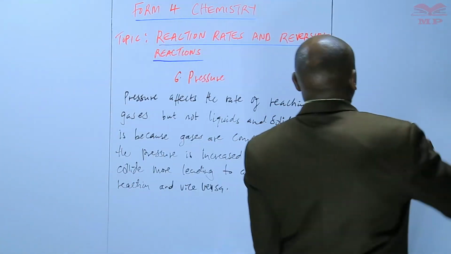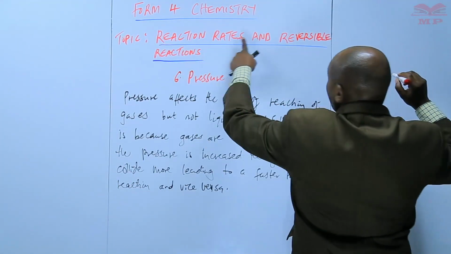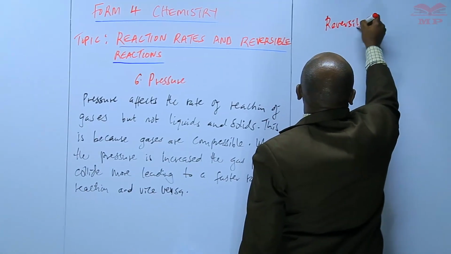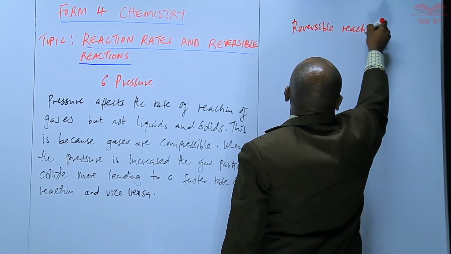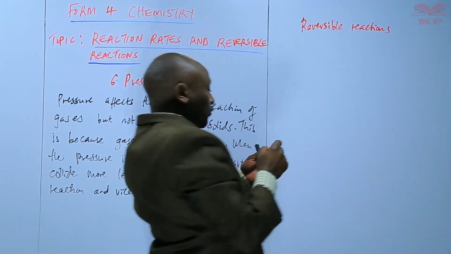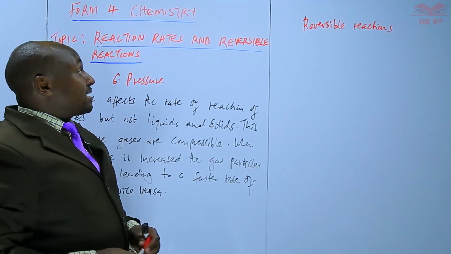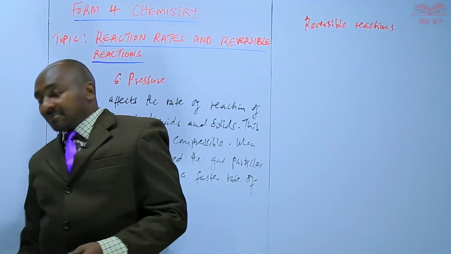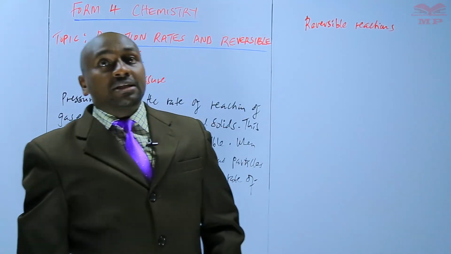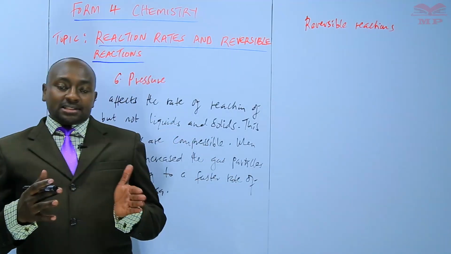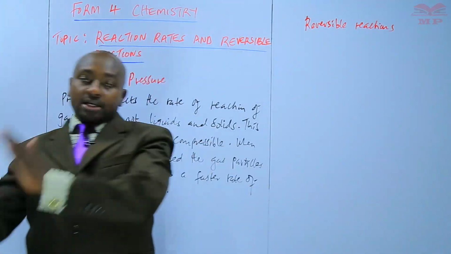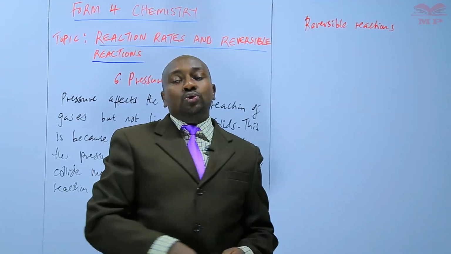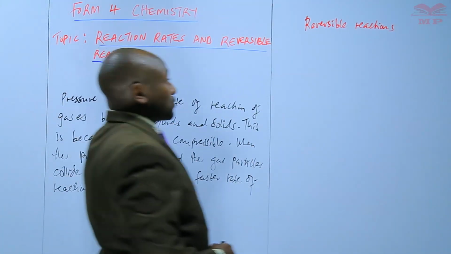So at this stage, we are through with the reaction rates, and now we go to reversible reactions. And of course, as the term suggests, reversible reactions are reactions that can be reversed. What that means is that once the reactants have been changed into products, we can get the products and change them back into the reactants.